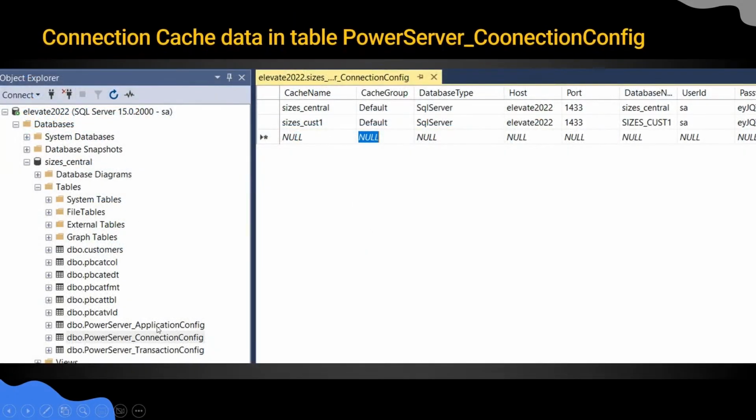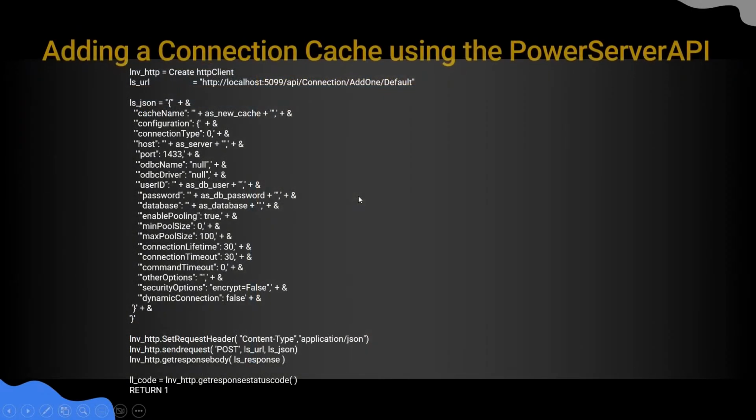You can take a look at the PowerServer connection config, and you're going to see that the connection caches that you created by default are going to be stored in this table. You have the host, the port, the database name, the username, and the password for that database.